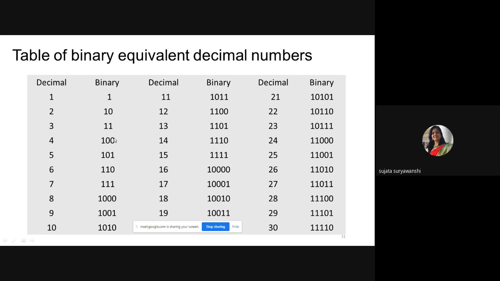Otherwise, consider this one as your homework. Write down the binary equivalent of the given decimal numbers from 1 to 30, everyone.